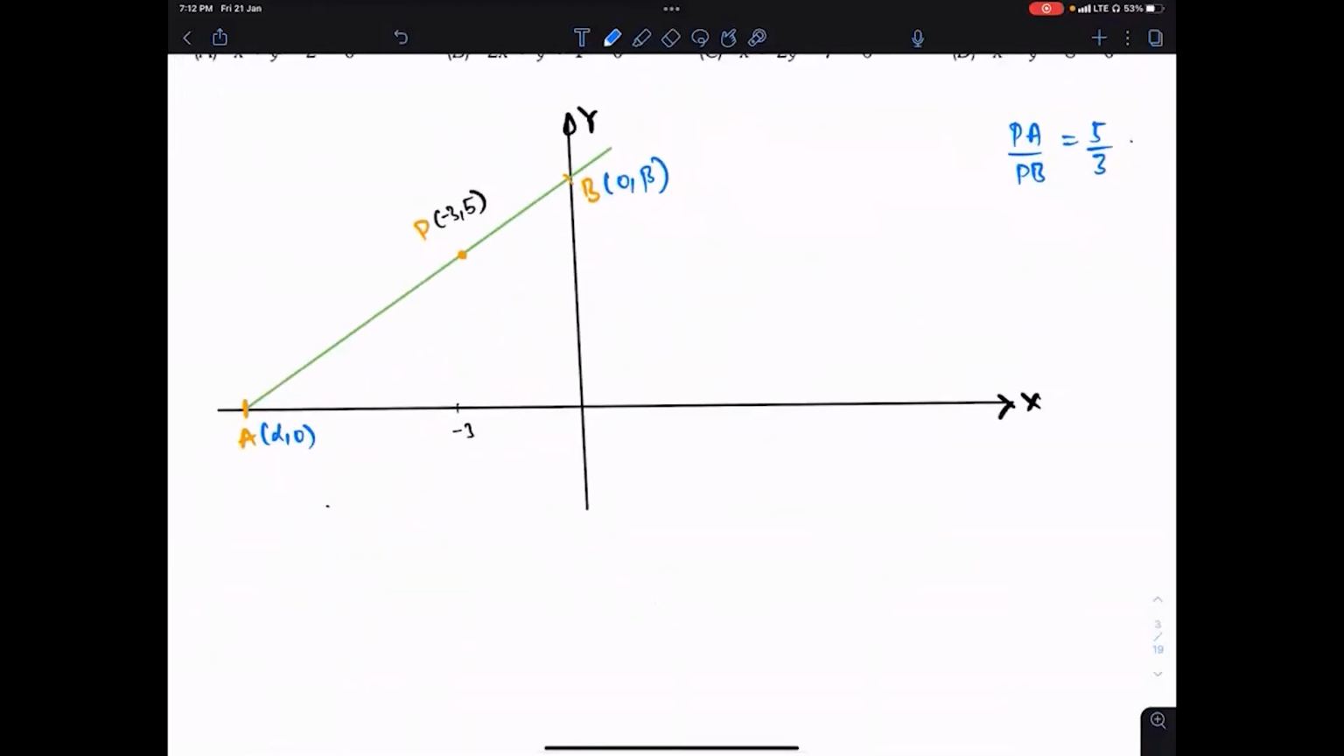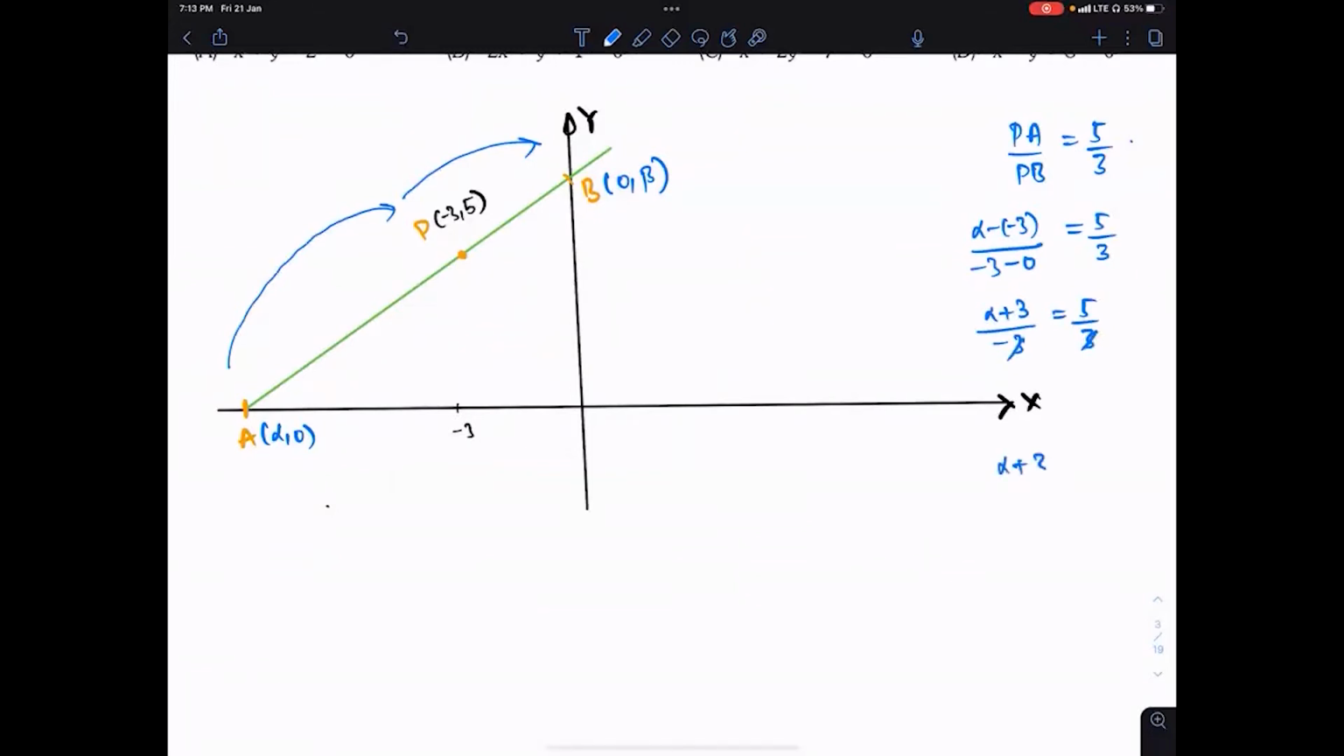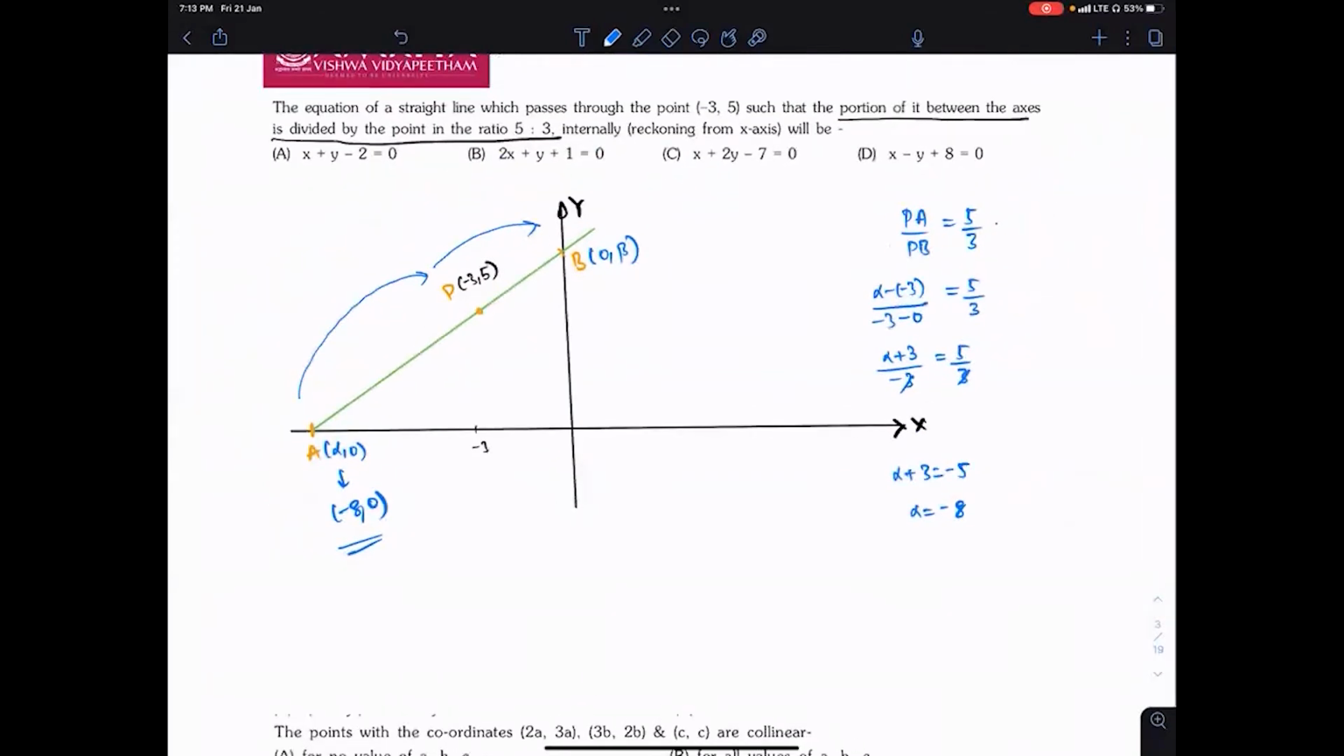Now here, what is the ratio they are saying? 5:3, no? We will use that section formula funda. The ratio of differences in x coordinates should give 5/3. Let's go in this order. What is the difference in x coordinates of P and A? Alpha minus (-3). Then P and B, -3 minus 0. This must be 5/3. So (alpha + 3)/(-3) must be 5/3. This 3 gone. But with the minus, if you send that side, alpha + 3 must be -5. Alpha is -8. Now you got alpha. Once you get alpha, you can write the line equation because you know 2 points, P and A.